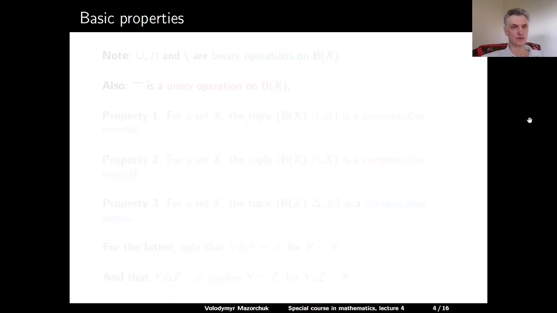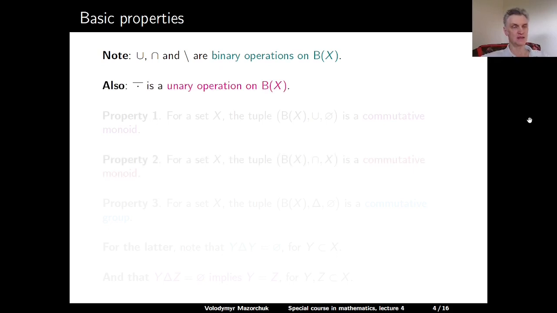Now let us talk about some basic properties of set operations. Note that the union, intersection, and the set difference are binary operations on the Boolean, and the complement is a unary operation on the Boolean. Property 1. For a set X, the tuple consisting of the Boolean of X, the binary operation of taking the union, and the empty set is a commutative monoid.